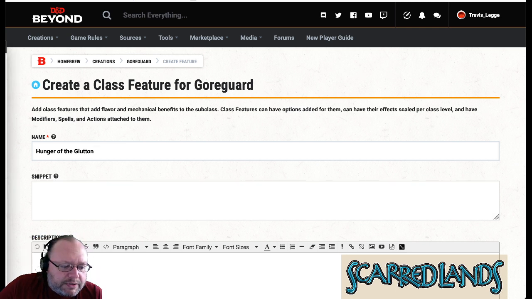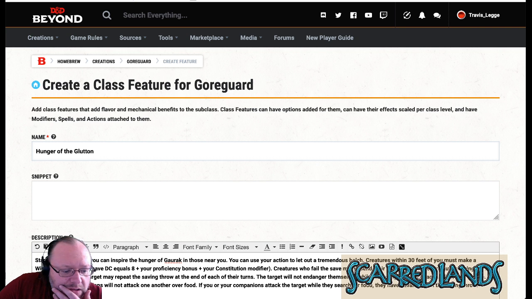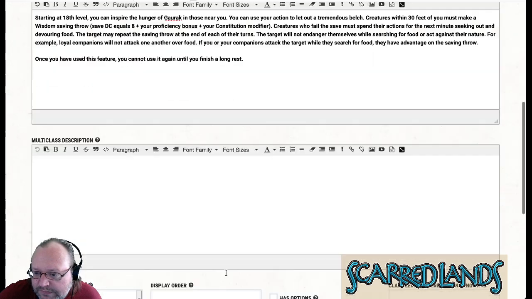Starting at 18th level, you can inspire the hunger of Garruk in those near you. You use your action to let out a tremendous belch. Creatures within 30 feet of you must make a Wisdom saving throw. And if they fail, they spend their actions for the next minute seeking out and devouring food. Target may repeat the saving throw at the end of each of their turns. Target will not endanger themselves while searching for food or act against their nature. For example, loyal companions will not attack one another over food. If you or your companions attack the target while they search for food, they have advantage on the saving throw. Once you've used it, you cannot use it again until you finish a long rest.